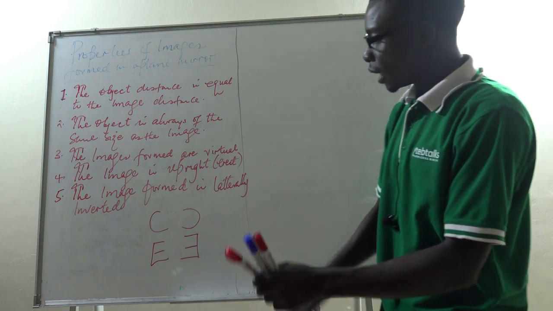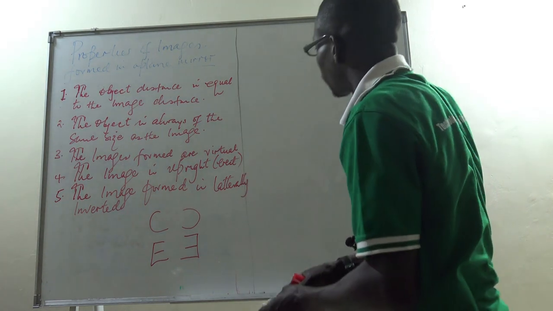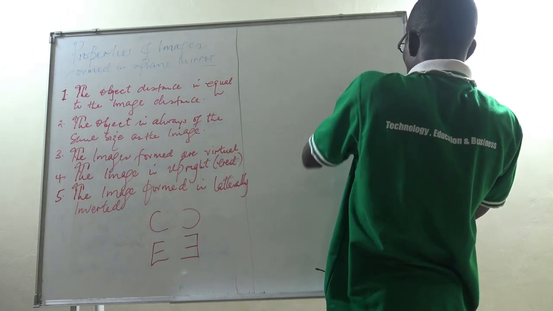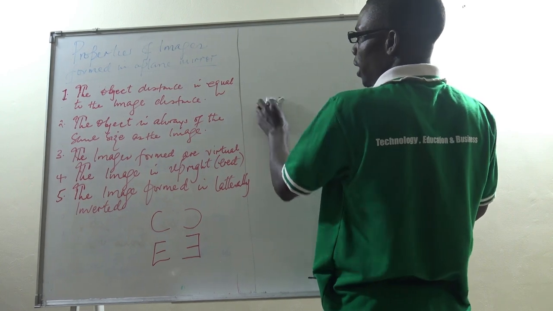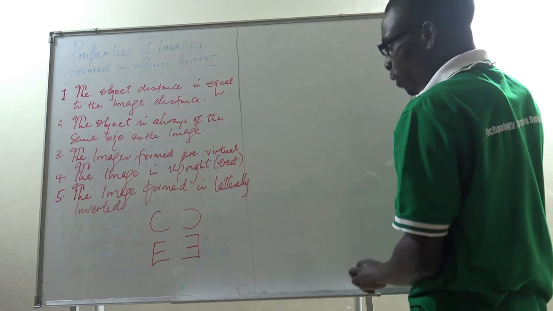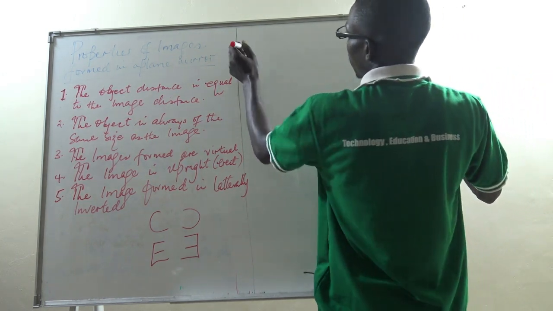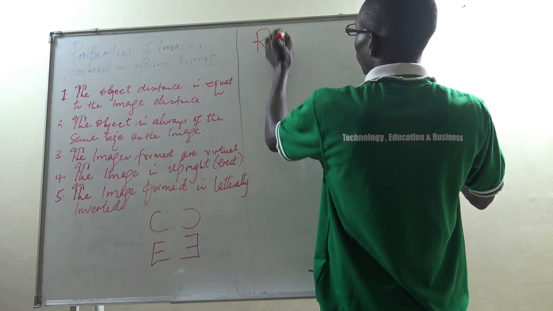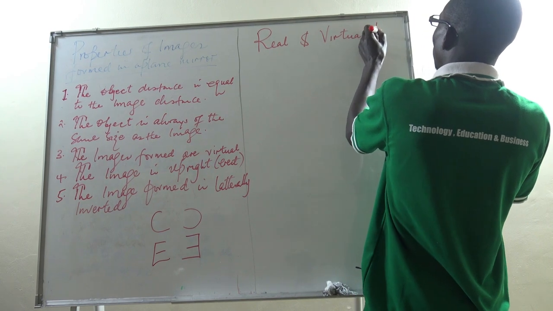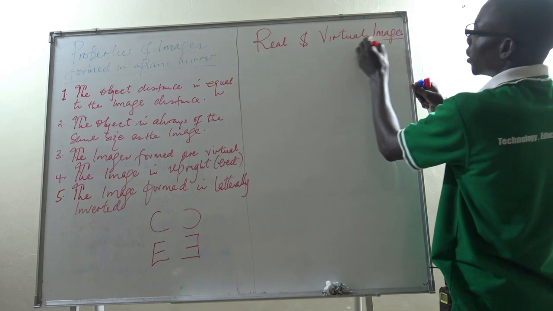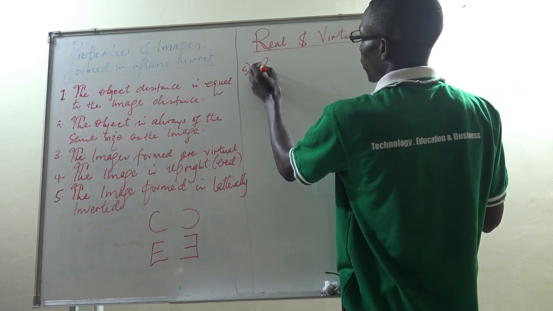Is that okay? So, having looked at that, let's look at something very simple. After knowing that images formed in a plane mirror have the same object distance and image distance, that the images and the object are always of the same size, and that the images formed are virtual, upright and laterally inverted, let's look at real and virtual images. Real and virtual images. Let's look at real images.